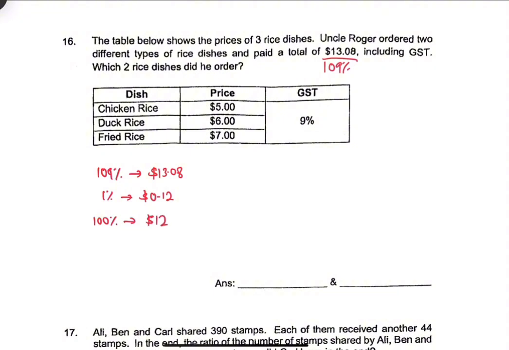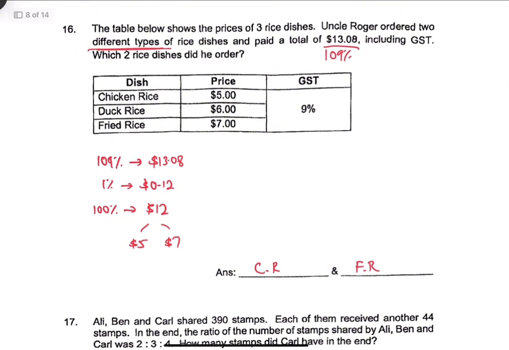And he bought 2 plates. But wait, what did he say? He ordered 2 different types. So this is a keyword. Although it's $6, you cannot have 2 plates of duck rice, because they want 2 different rices. So the only thing you can split is a $5 plus a $7. Therefore, it's a chicken rice and a fried rice. You need to spell out the whole word. So that's how you do it.